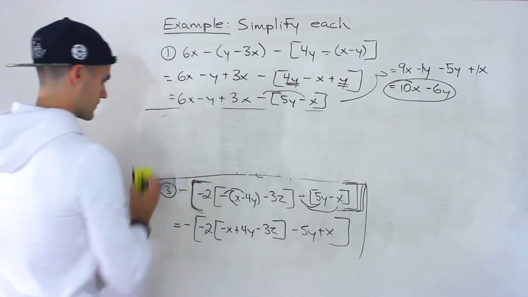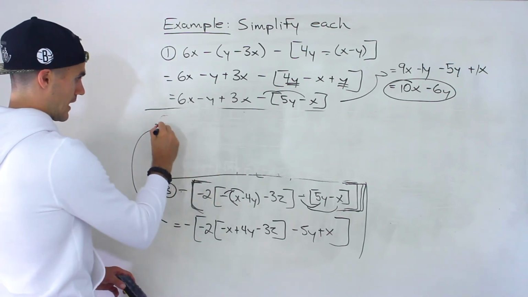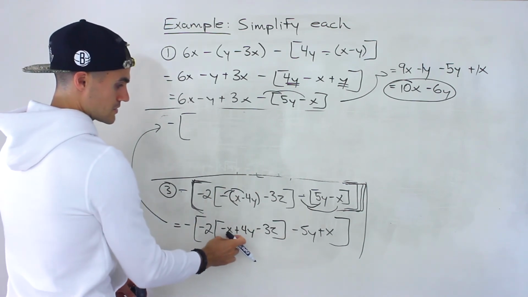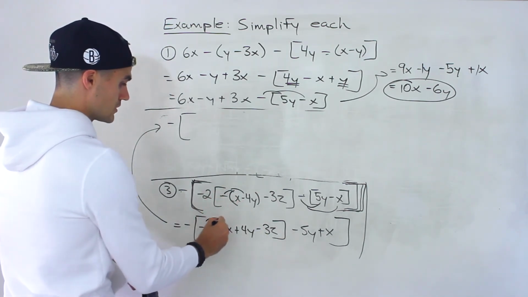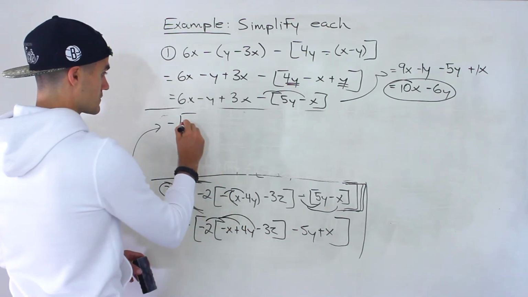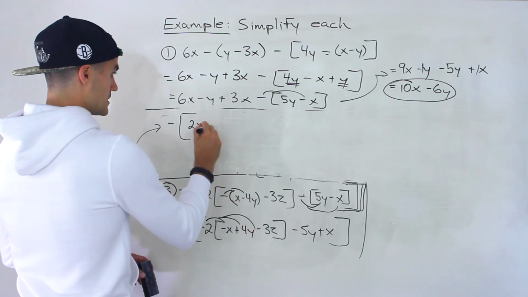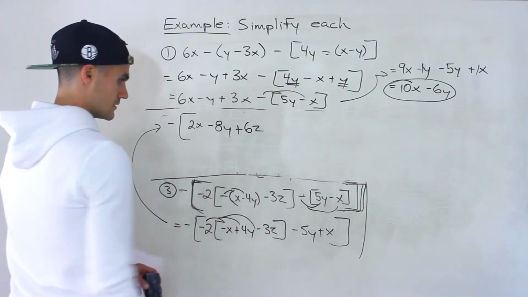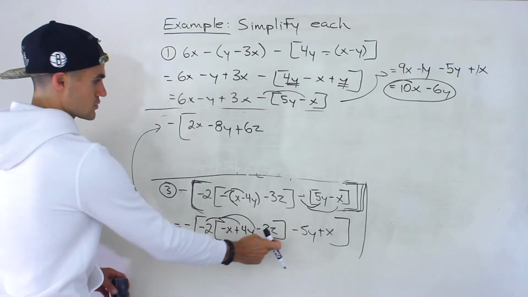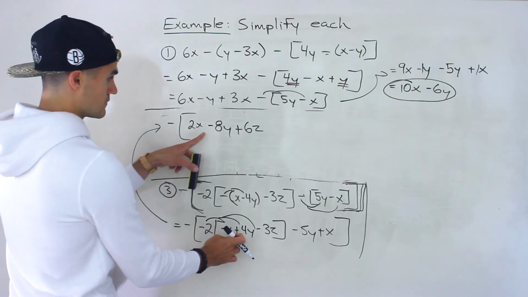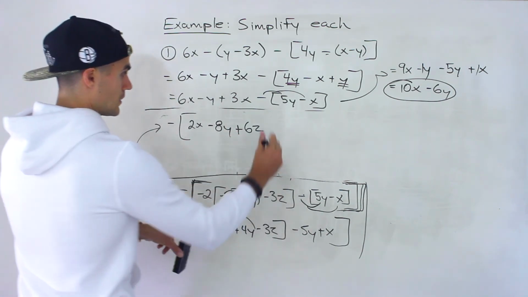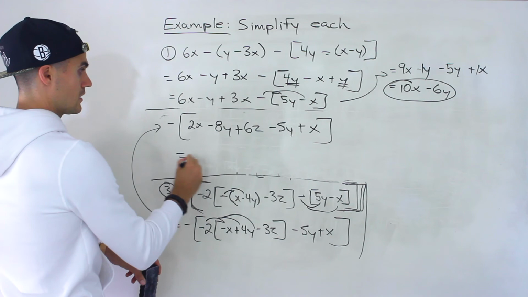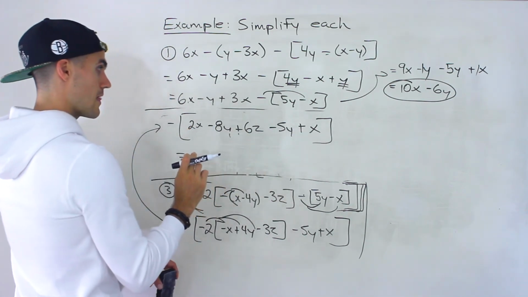So going over here, we're going to have negative. This actually doesn't simplify. Notice all of these are not like terms, so we could actually distribute the negative 2 inside. So negative 2 times negative x gives us positive 2x minus 8y plus 6z. After we take that negative 2 and distribute it everywhere, notice the signs change to a positive, negative, to a positive. And then we got the minus 5y plus x, close bracket.